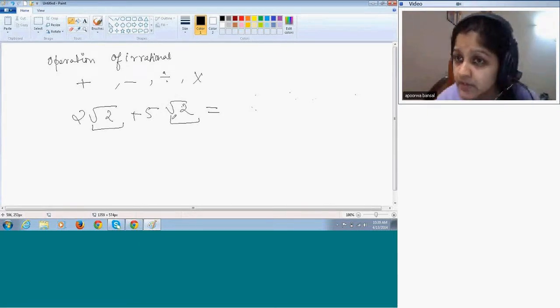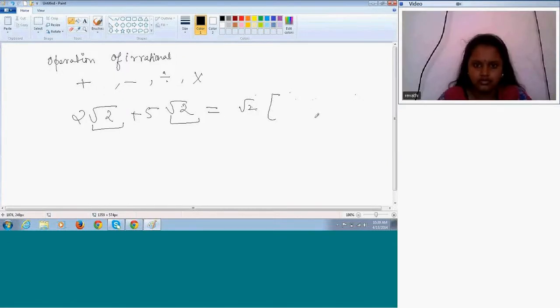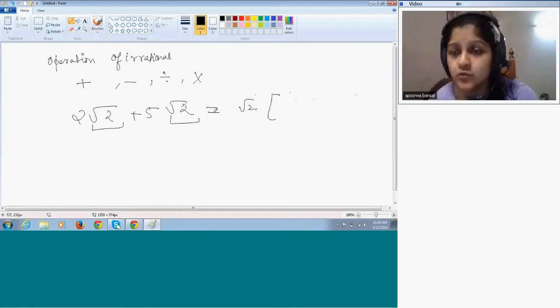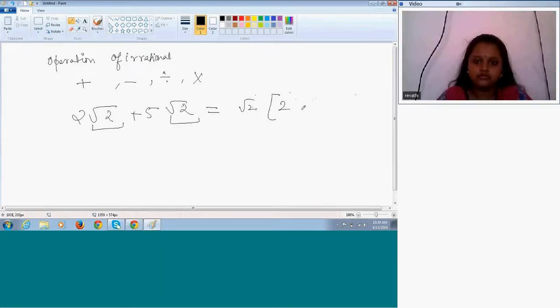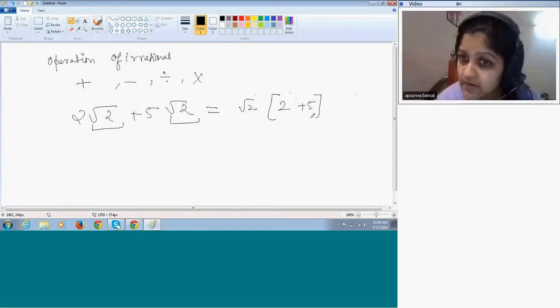Take root 2 common, and whatever is left, we'll keep that. Take root 2 common from the first term, I'll be left with 2. Yes. 2 plus 5, it will be 7. So we'll say it is 7 root 2. Okay.